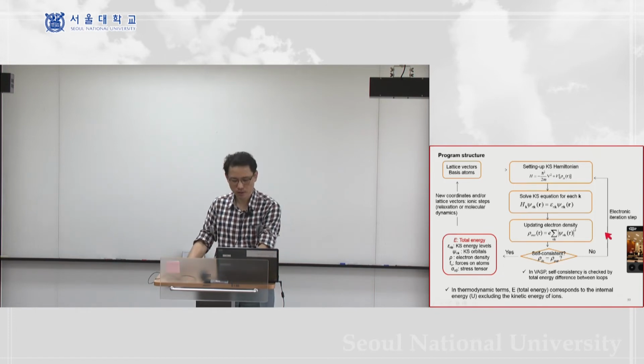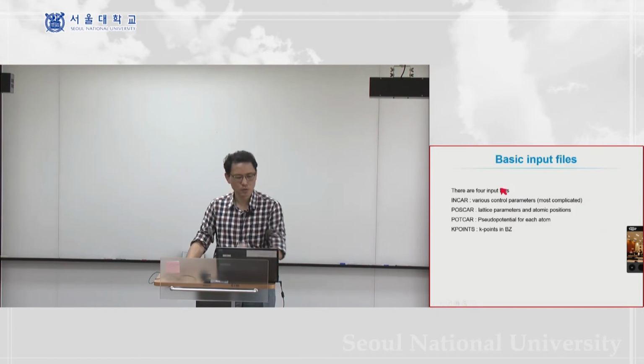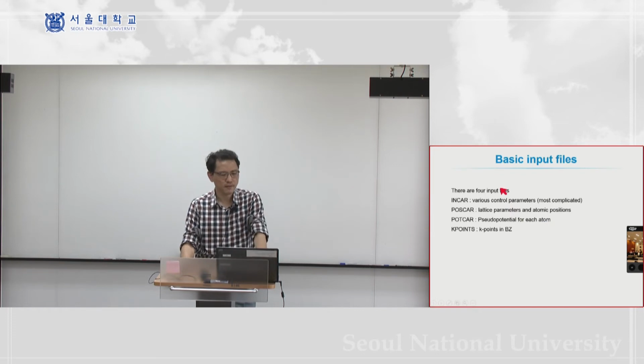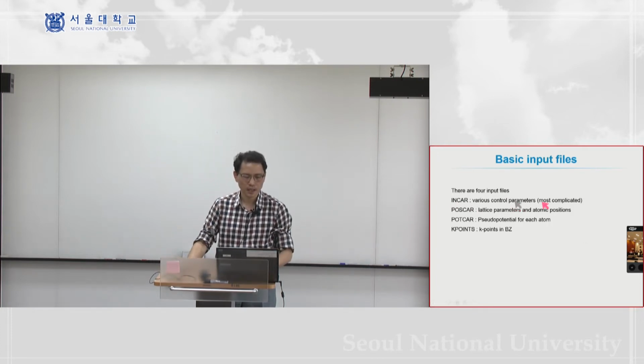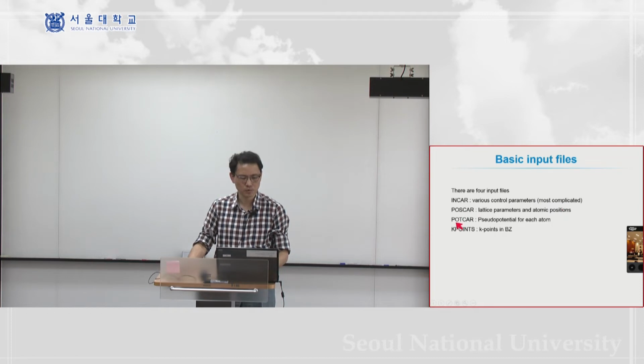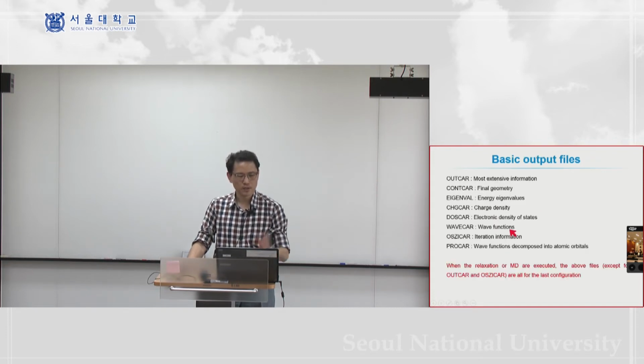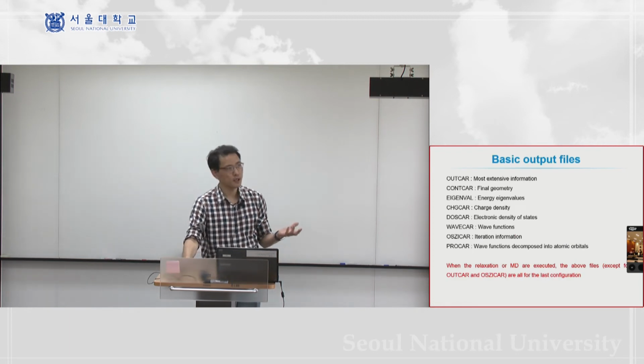So I think this is the basic structure, and the basic input files reflect this information. The INCAR file is the most extensive and complicated one, and it contains many of the control parameters. The POSCAR is the lattice vectors and atomic positions, the POTCAR is the pseudopotential information, and the KPOINTS file contains the k points that you are going to calculate in the Brillouin zone. Those are the input files.